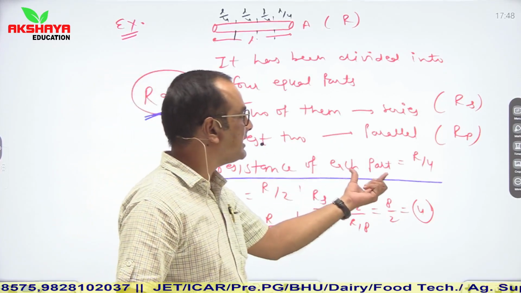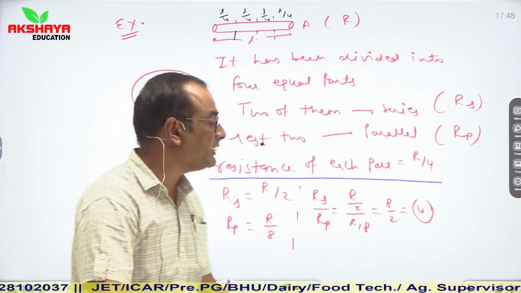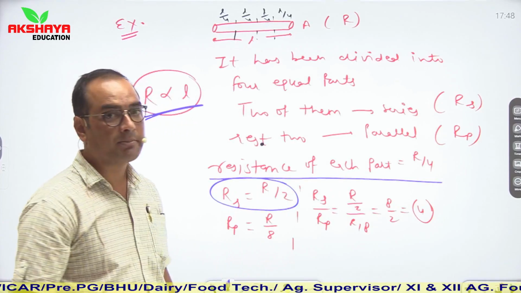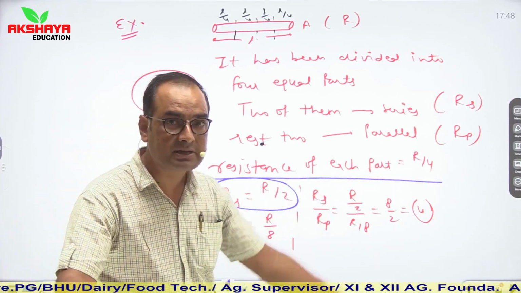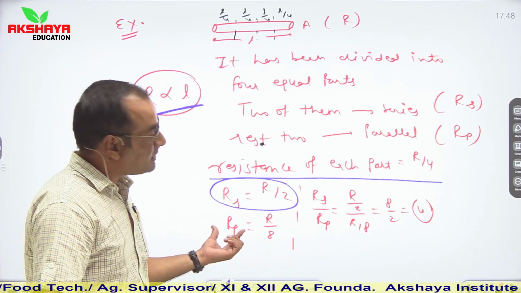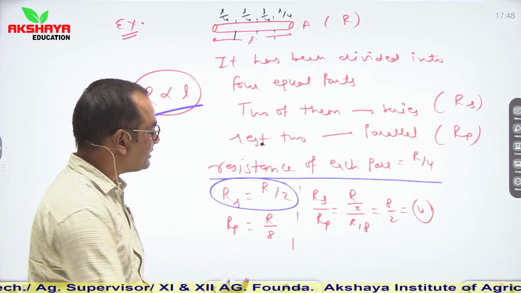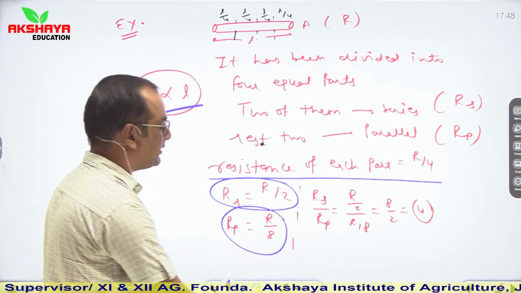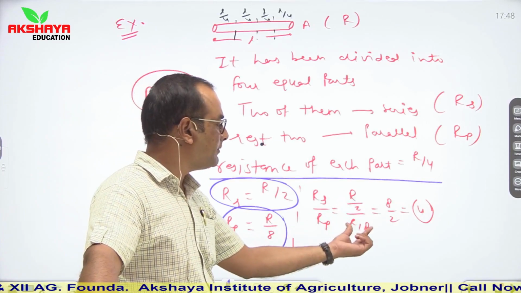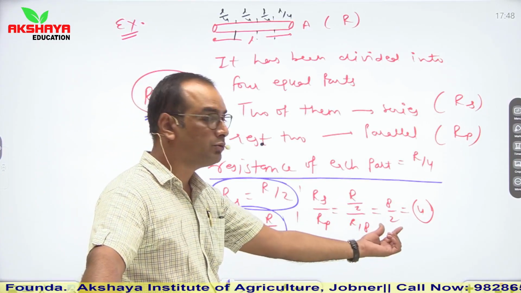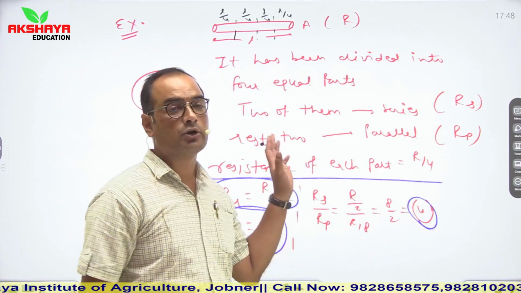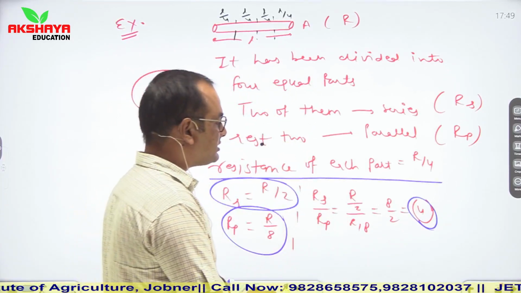So if these two parts are connected in series, then their equivalent resistance will be R by 2, by adding R by 4 plus R by 4. And in the parallel combination, if we sum their reciprocals, then our equivalent resistance is equal to R upon 8. Now we have to calculate the ratio. So R upon 2 divided by R upon 8 is equal to 8 by 2, and our final answer is 4. So this is a pattern of question which is based on resistance.